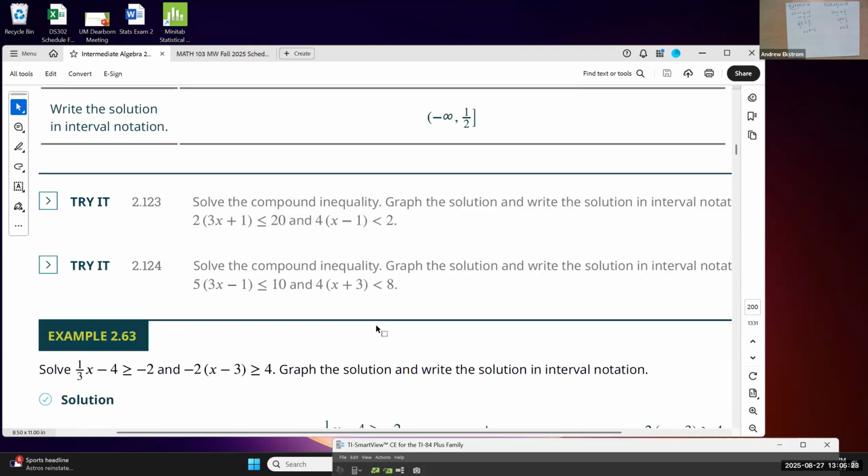So if we're looking at problems like these, how can we do these? What's my suggestion here? I've got the 2 out in front. Let's divide both sides by 2. We'll get 3x plus 1 greater than or equal to 20 divided by 2, 10. All from there. And then same thing over here, because I've got 4 out in front, divide everything by 4, and then go from there.